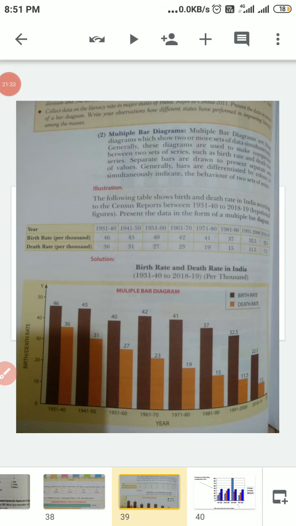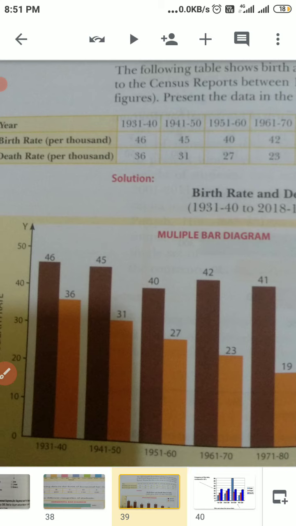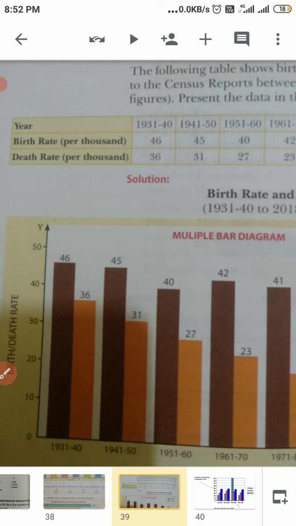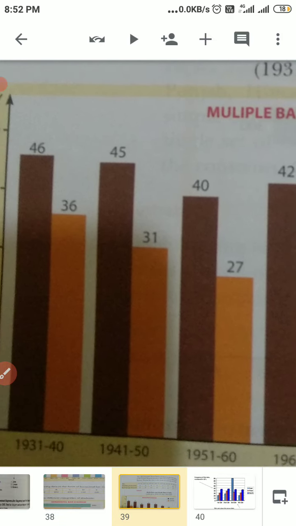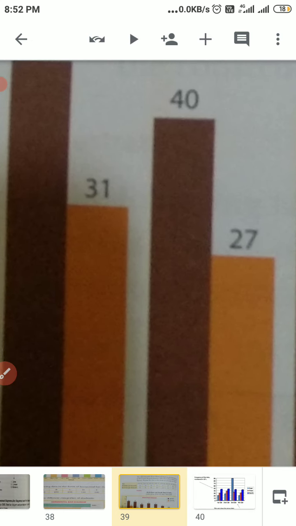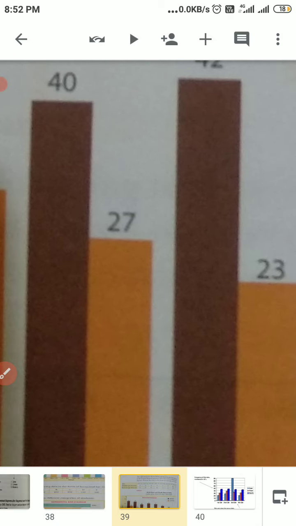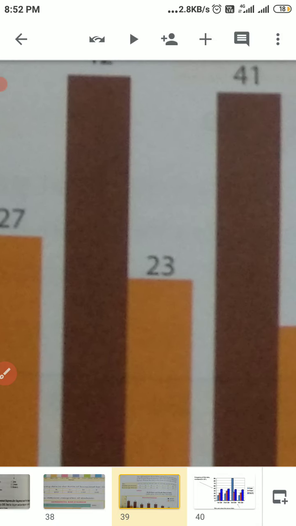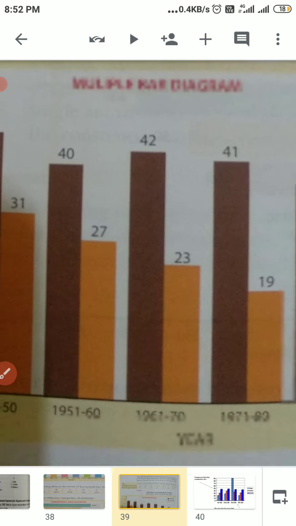Another picture you can see, there are two sets of data. One is related to birth rate and another is death rate. So both have been shown with different colors. But in this diagram also you have to maintain the equal width of the bar, and the gap between the bars should be equal. You can observe here the space between the bars is equal.